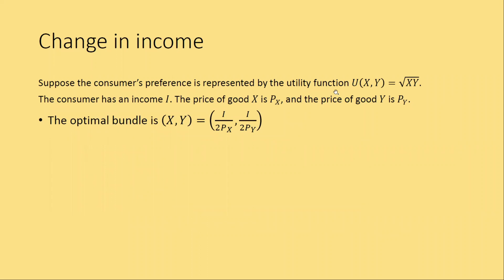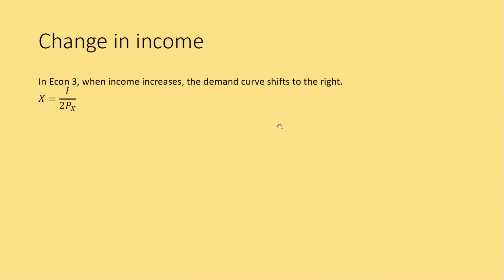So we have done all the hard work before. We are now ready to talk about change in income, which is going to be much more straightforward. Again, I'm using this example here. We have a utility function that is Cobb-Douglas, and we have derived that the optimal bundle takes this form. So in Econ 3, we learned that when the person's income increases, the person's demand curve will shift to the right. We can draw it on this graph over here.